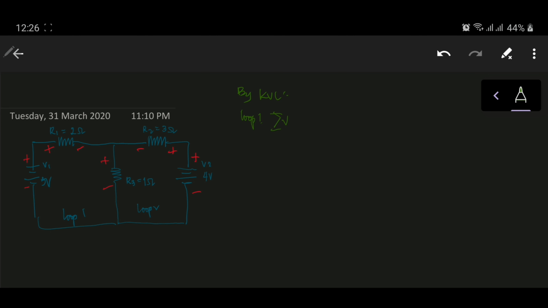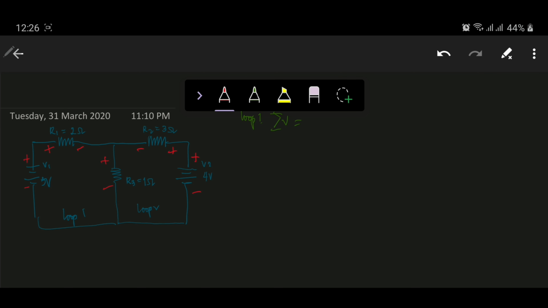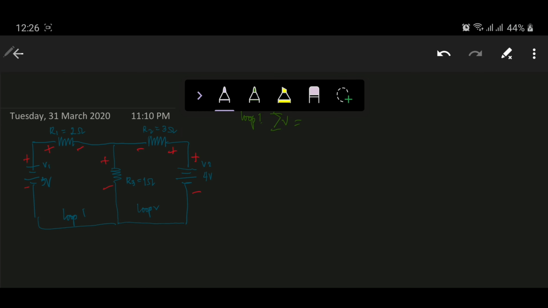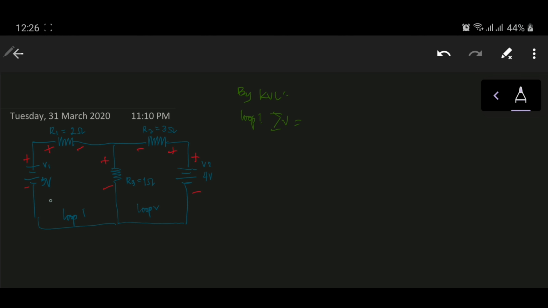So in writing our equations, the polarities will play a major role. So you'll see, let me just use a guide. So say for example, I'll look at loop 1 in a clockwise direction. So I'll be looking at the elements from here going to the top and to the right. So all you have to do to know what sign will be as.